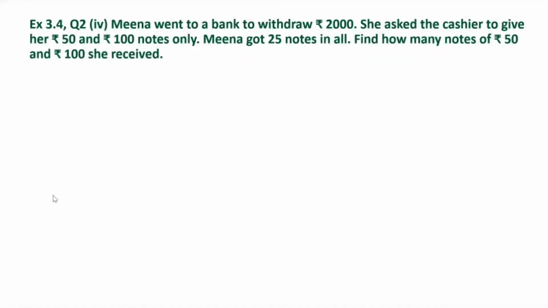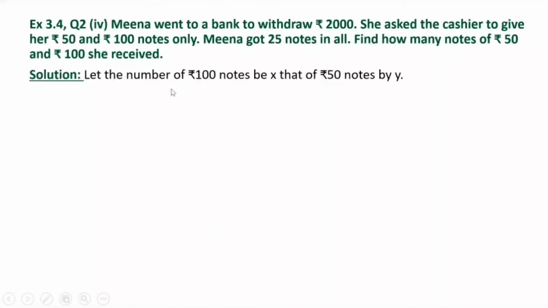Exercise 3.4, question number 2, the fourth part. Meena went to a bank to withdraw rupees 2000. She asked the cashier to give her rupees 50 and rupees 100 notes only. Meena got 25 notes in all. Find how many notes of rupees 50 and rupees 100 did she receive. So I'll suppose let the number of 100 rupee notes be x and let the number of 50 rupee notes be y. Because the total is 25 notes, my first equation comes out to be x plus y is equal to 25.